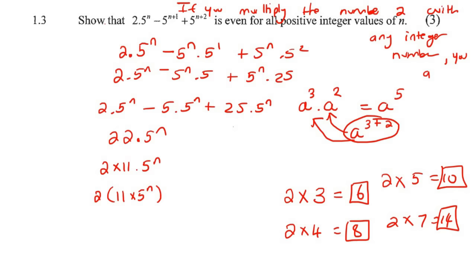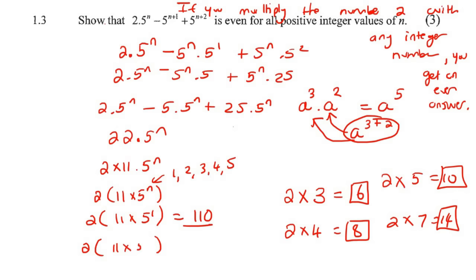Now, if you look at this expression over here, you could play around with that a bit, but it says to make sure that this expression is even for all positive integer values of n. So for n you could put the number 1, the number 2, the number 3, the number 4, the number 5, whatever. Let's test it out a bit. If you put the number 1, this would give you 110, even. If you put the number 2, okay, now I need my calculator, you're going to get 550.